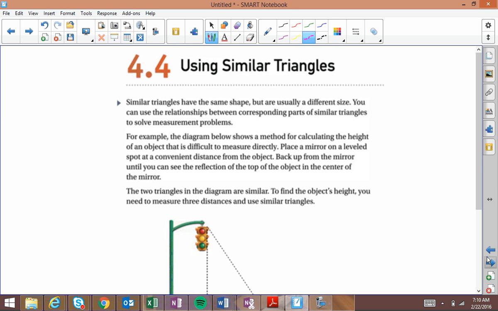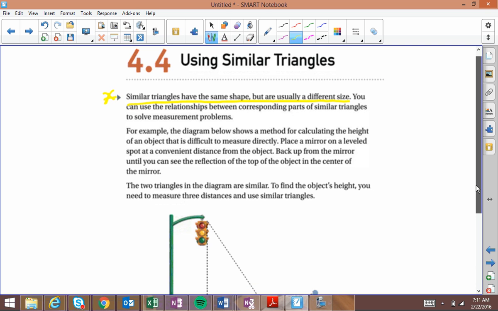We're going to be using similar figures, and if you remember, similar triangles are triangles that have the exact same shape but a different size. Okay, so similar triangles have the same shape but are usually a different size. You can use the relationship between corresponding parts of a similar triangle to solve measurement problems.